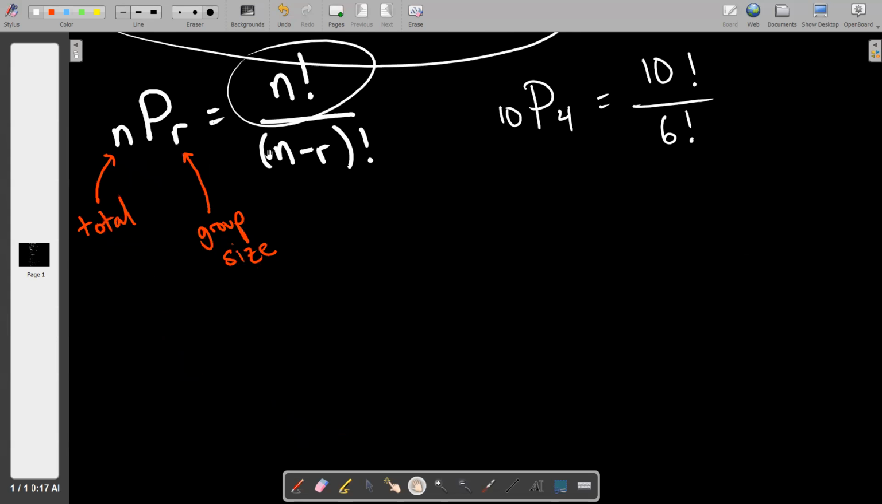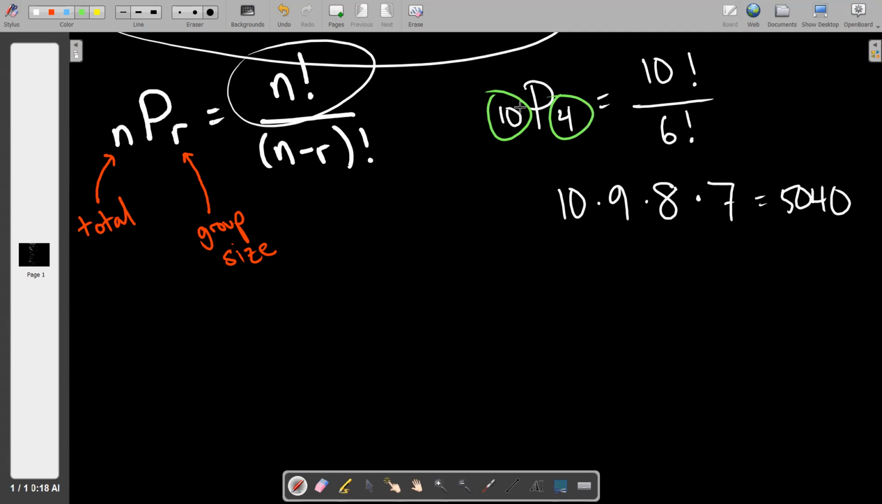How do I do 10 factorial divided by 6 factorial? Well, I start writing and I go 10 times 9 times 8. And when do I stop? After the 7, because all the stuff I'm about to write is exactly the same as the stuff I would have written on the bottom. And it still comes out to 5,040. Got it? Oh, I see. 10 minus 4. Good. Let's practice.